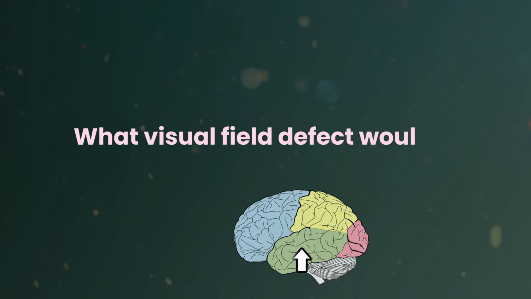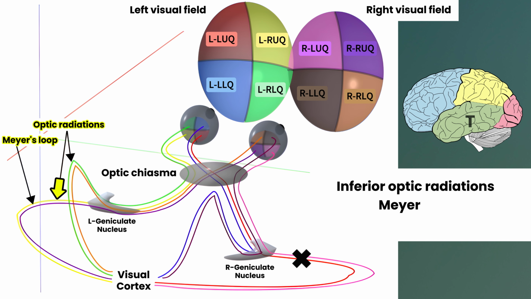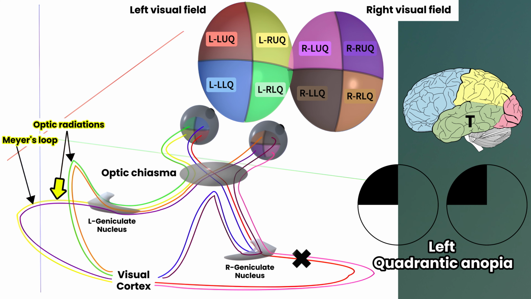What visual field defect would a lesion in the right temporal lobe cause? The inferior optic radiations, Meyer loop, travel through the temporal lobe. A lesion to this area shows a left upper quadrantic anopia, pie in the sky, as indicated by the lesion in the figure.